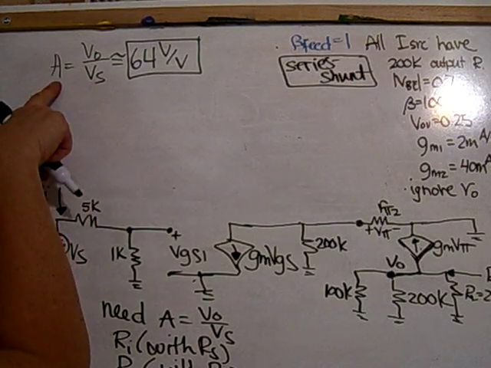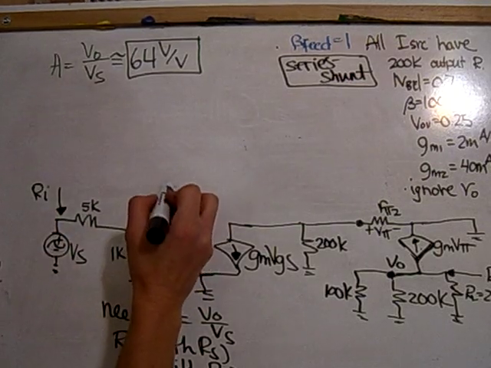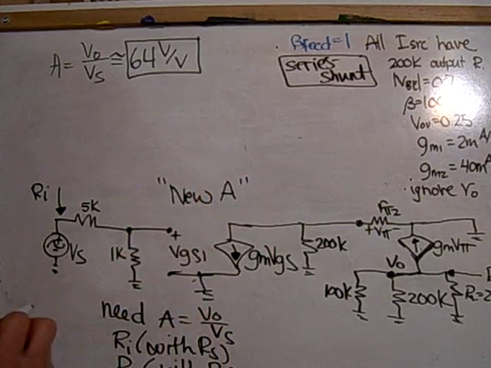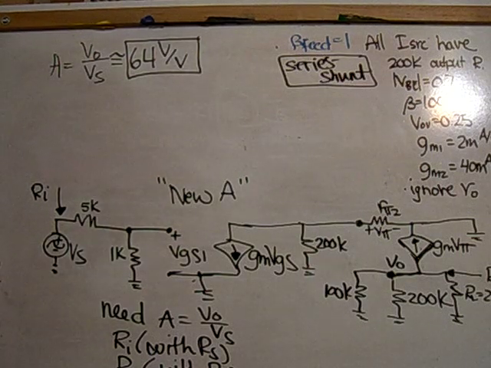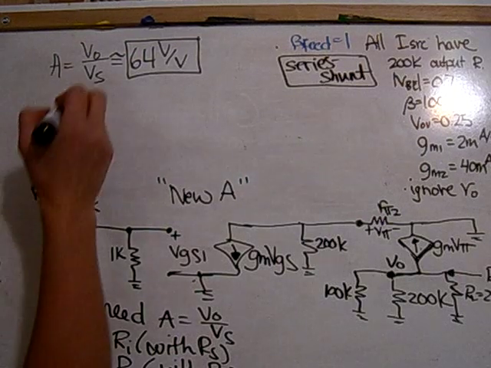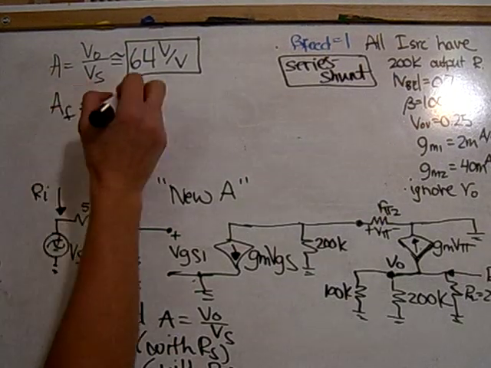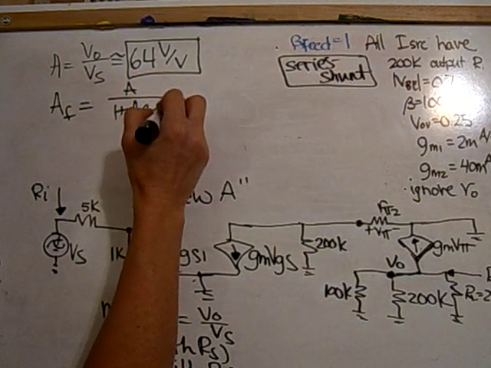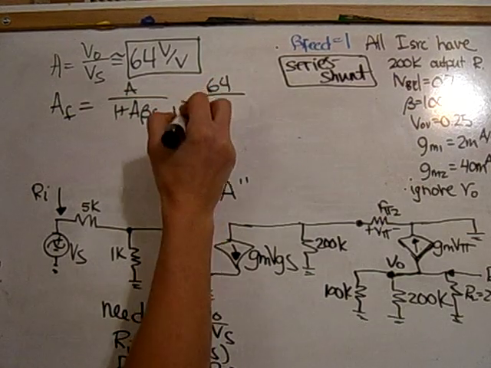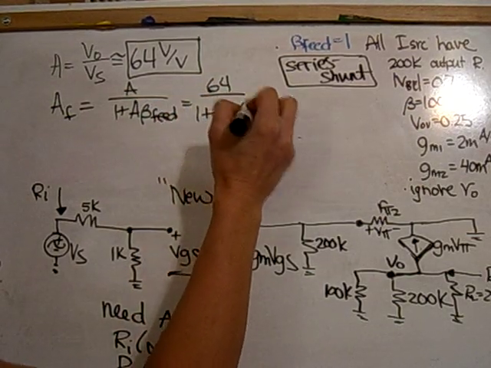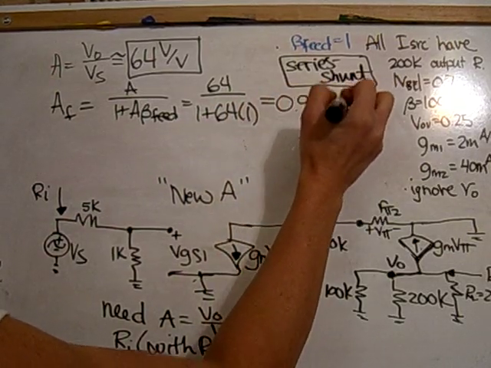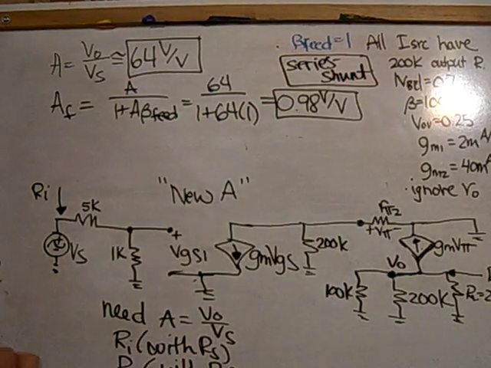So this is only my open loop value though. So this is called the new A circuit, and it's not the feedback values. So you use these values to get the feedback values. So AF will be equal to A over 1 plus A beta feed. So 64 over 1 plus 64 times 1. So this is equal to 0.98 volts per volt. So this is my actual feedback value.